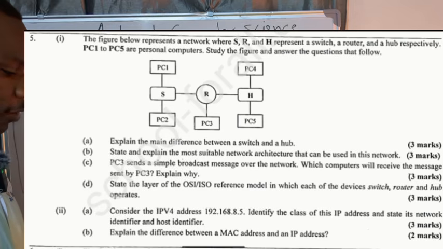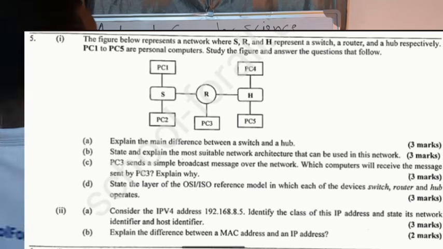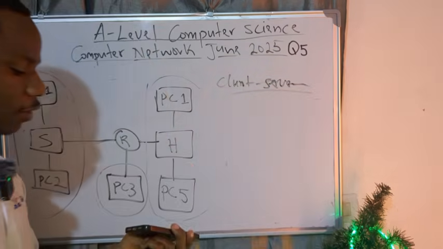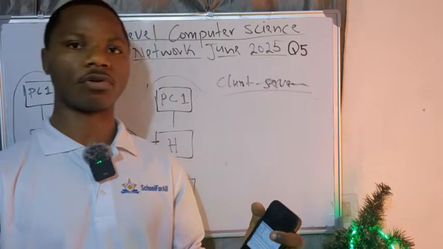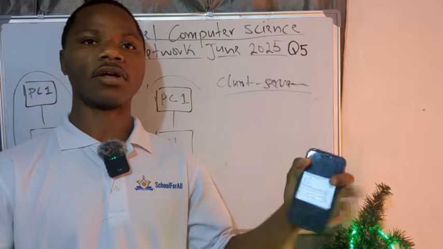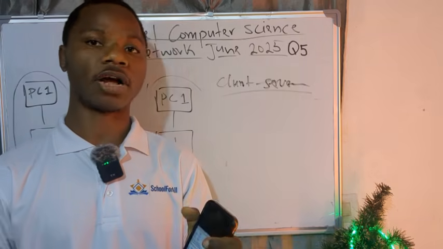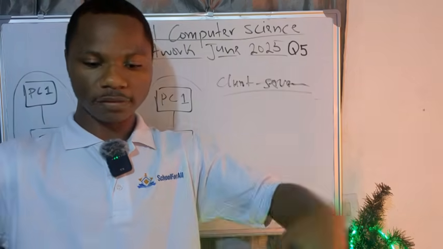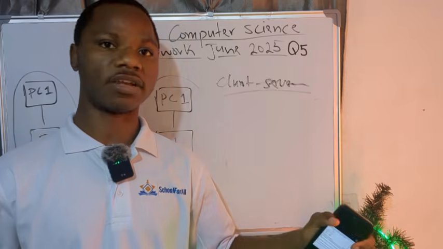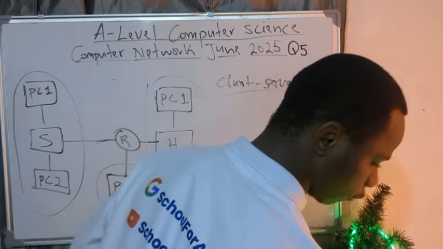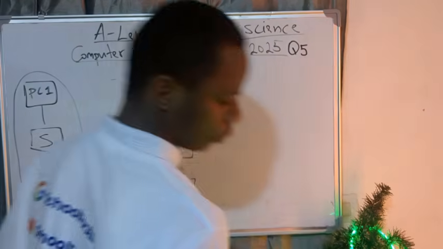The B part, they say, state and explain the most suitable network architecture that can be used in this network. So the most suitable architecture that can be used here is a client-server architecture. You know, a client-server architecture, in fact, is an architecture where we have a powerful computer called servers that manages less powerful computers called what? Clients. And generally, the advantage of this type of architecture is to allow central management, meaning that from a central device, we can manage all the other devices in terms of security and so on. Take note of things like that. So this is the answer that you give here. So let us move to the next part. I don't want to waste time.